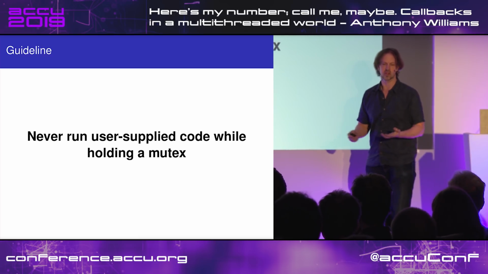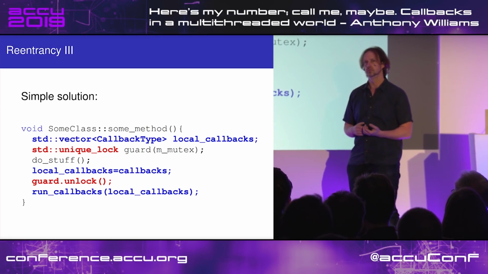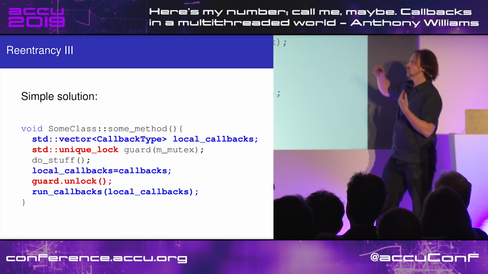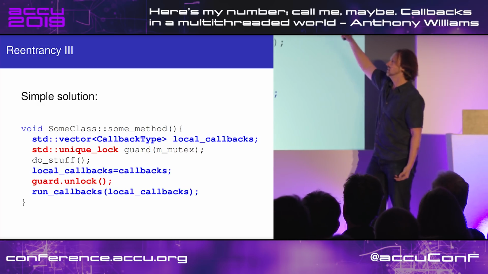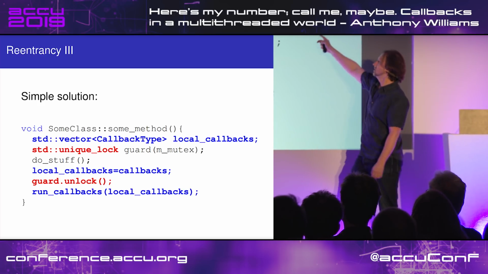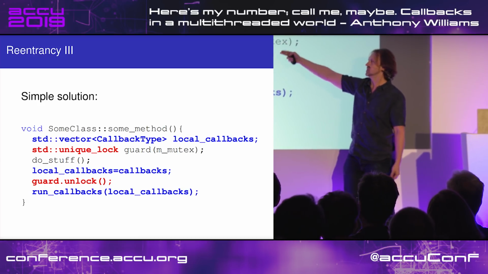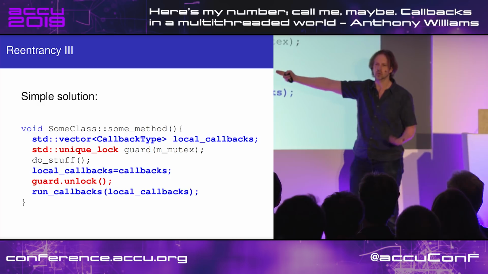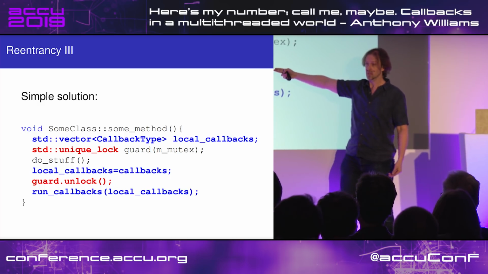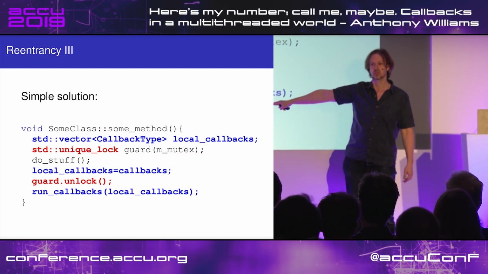So we have a violation. What can we do about it? The simple first initial solution that might come to mind is to take a local copy of the callbacks. So you create some storage to hold them, you lock the mutex, you do whatever it was that you needed to hold the mutex lock for, you copy the callbacks, then you unlock the guard, and now you can run your callbacks.